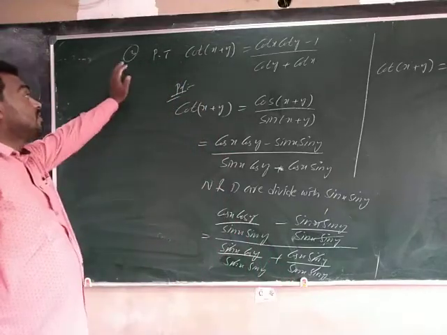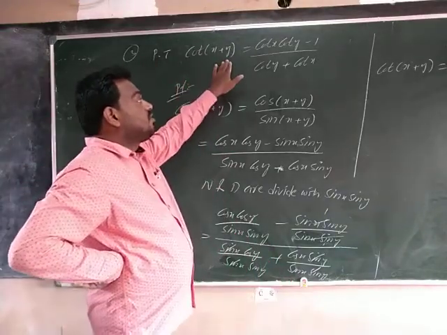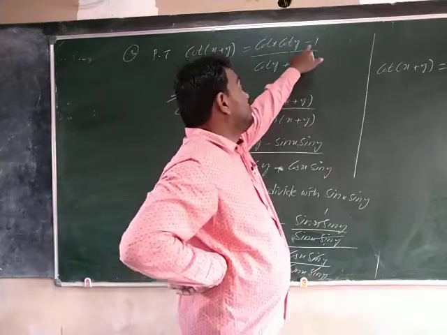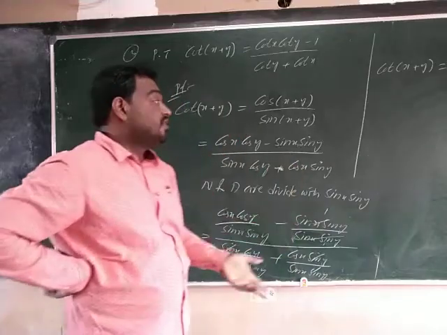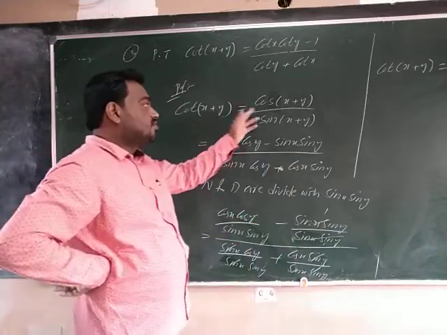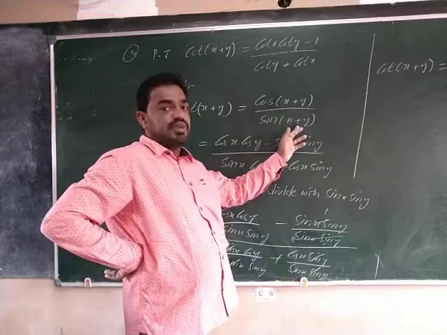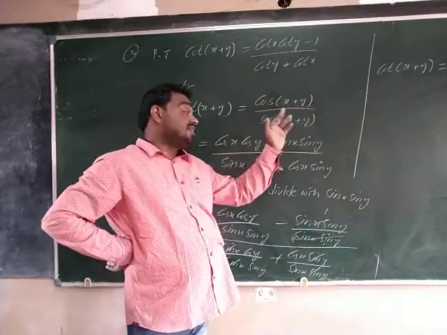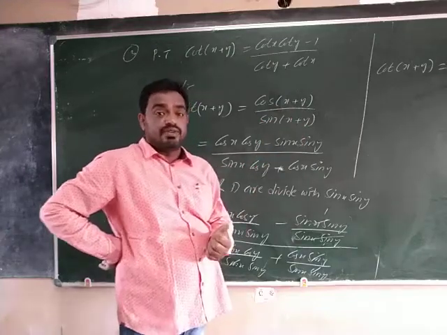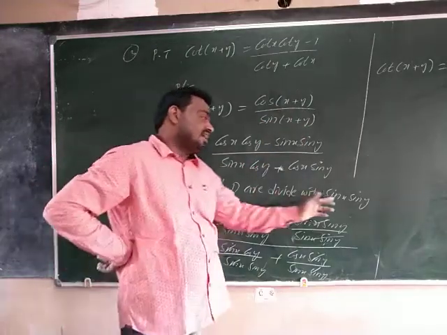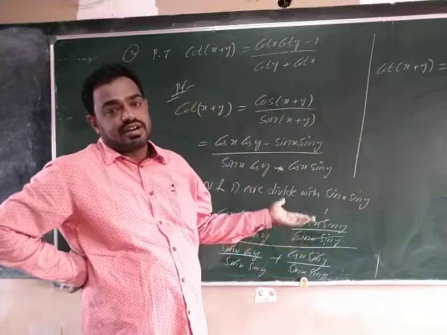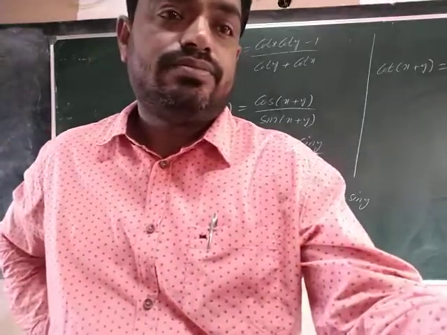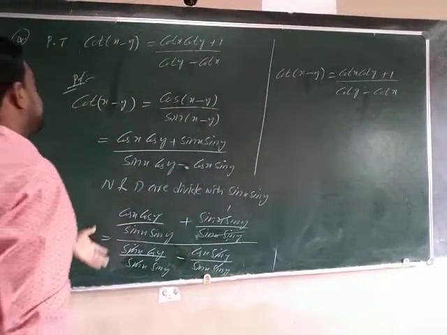Next, cot of (x minus y) is equal to (cot x cot y plus 1) by (cot y minus cot x). Here plus, here minus. How are we proving? Cot of (x minus y) is equal to cos of (x minus y) by sin of (x minus y). You substitute the cos of (x minus y) formula and the sin of (x minus y) formula. Next we divide by sin x sin y, and we will get the cot of (x minus y) formula. Okay, that is the fourth one. This is the proof.